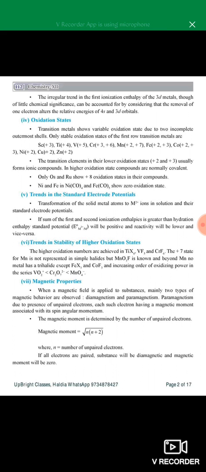FeX3. Magnetic properties. When a magnetic field is applied to a substance, mainly two types of magnetic behavior are observed: diamagnetism and paramagnetism. Paramagnetism is due to the presence of unpaired electrons, an electron having a magnetic moment associated with spin angular momentum. The magnetic moment is determined by the unpaired electrons and equals the square root of n(n+2), where n is the number of unpaired electrons. If all electrons are paired, the substance will be diamagnetic and the magnetic moment will be 0.